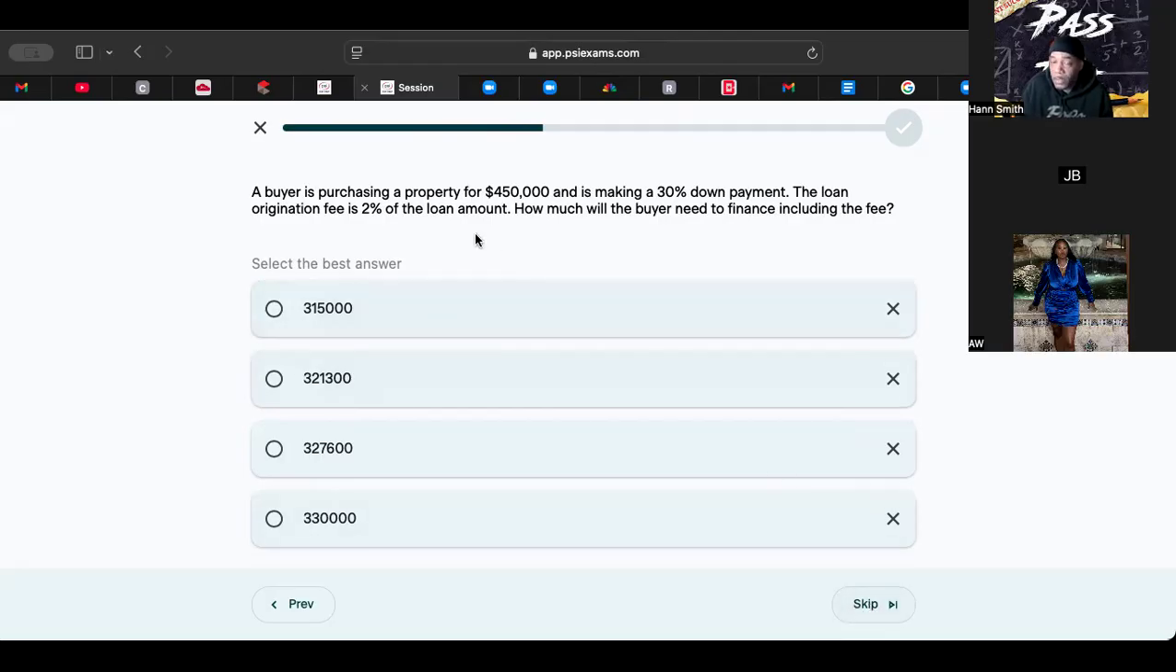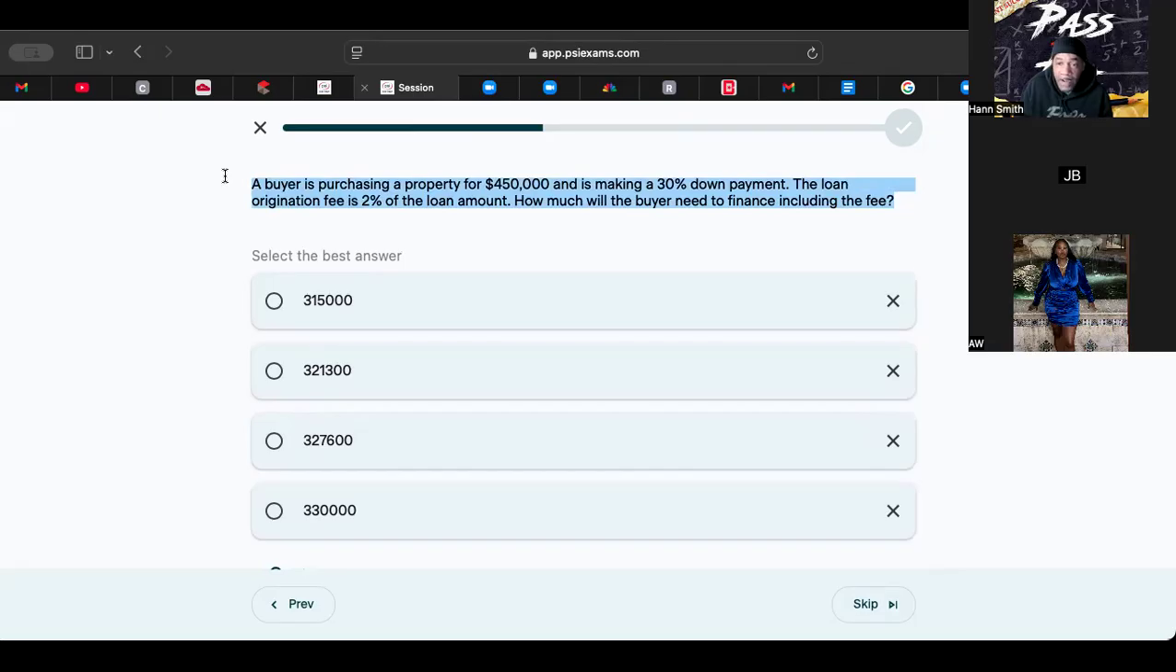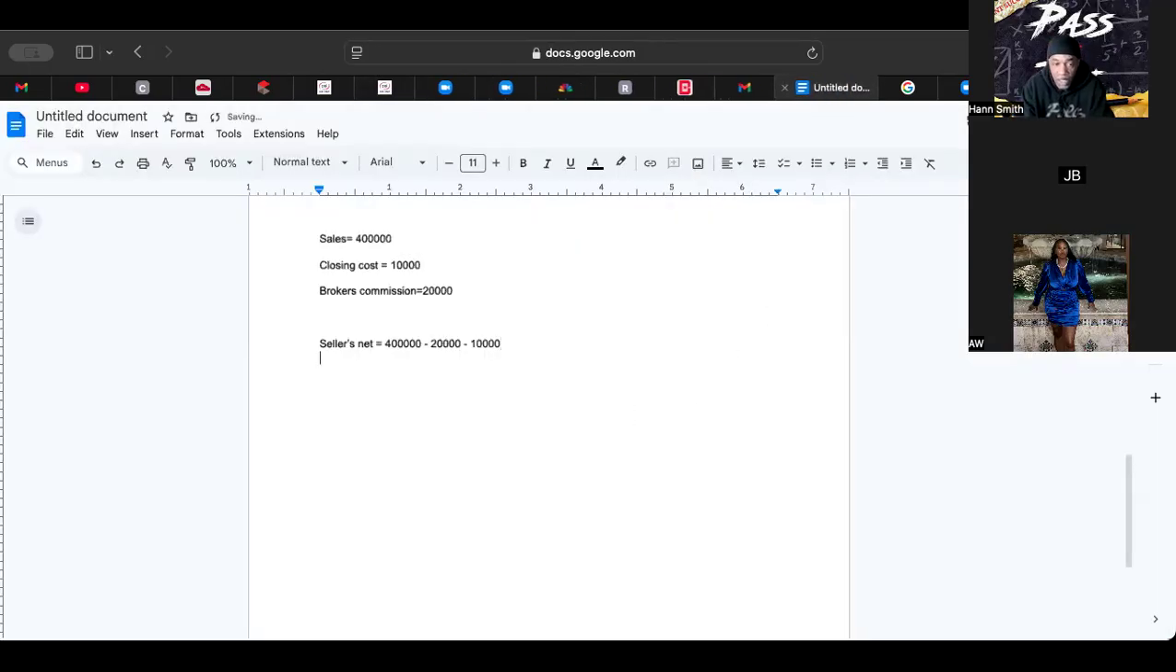Look at the math here. Buyers purchasing a property for $450,000, making a 30% down payment. I'm going to do sales price. I'm going to do down payment. The loan origination fee is 2%. How much would a buyer need to finance, including the fee? Okay, so I'm just doing math because y'all getting it. But in this question, that's the question. So $450,000 sales price.